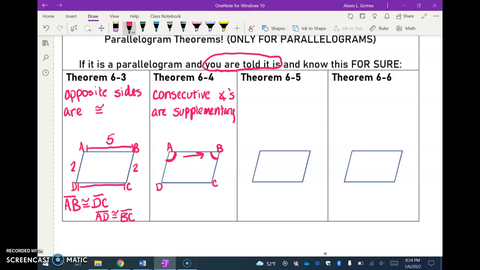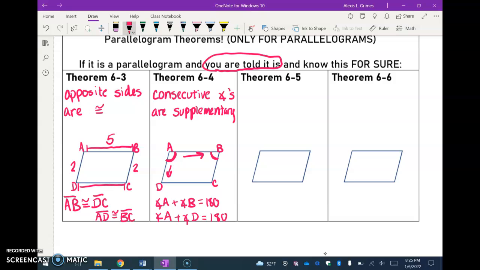This means angle A plus angle B equals 180. Now time out. Isn't it also neighbors with this one? That means you could also have said angle A plus angle D equals 180. Consecutive just means neighbor. You could pick either neighbor.